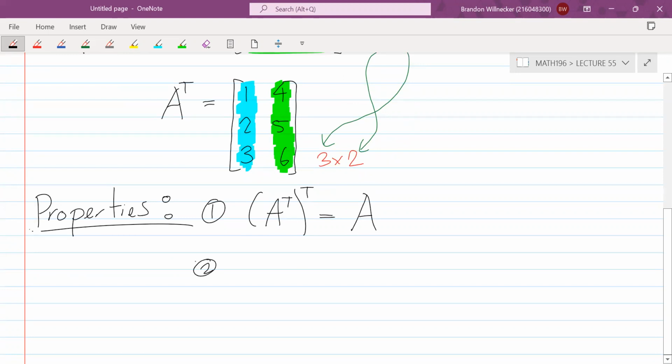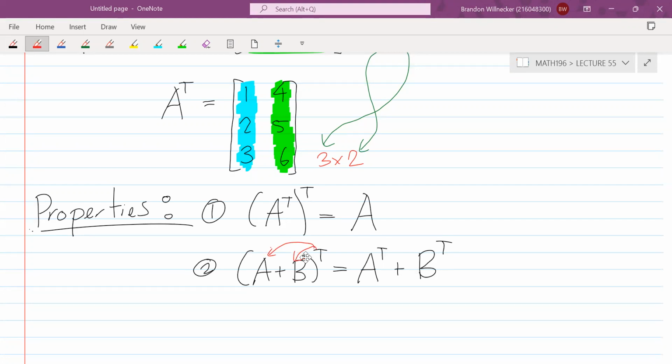Okay, number 2. A plus B transpose is equal to A transpose plus B transpose. So you can think of the transpose as being distributed over the plus. If you take the transposition of the sum, it's the same thing as the sum of the transpositions.